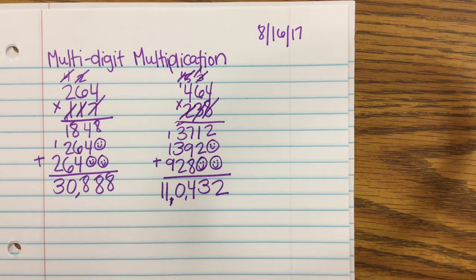Because 464,238 times is going to be a huge number. It should be a huge number. If you don't have a huge number, you've done something wrong. Anybody have any questions about 3-digit times 3-digit?